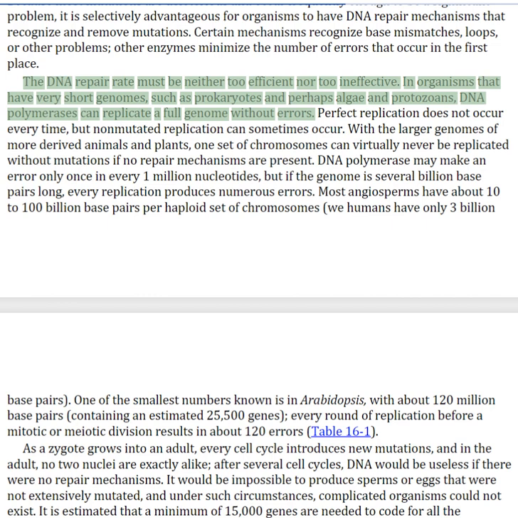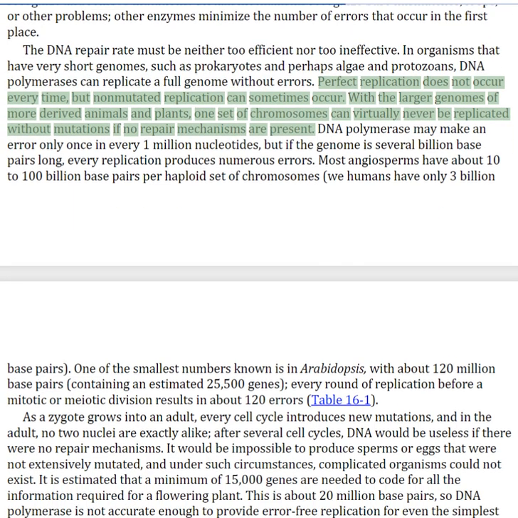In organisms that have very short genomes, such as prokaryotes and perhaps algae and protozoans, DNA polymerases can replicate a full genome without errors. Perfect replication does not occur every time, but non-mutated replication can sometimes occur. With the larger genomes of more derived animals and plants, one set of chromosomes can virtually never be replicated without mutations if no repair mechanisms are present.